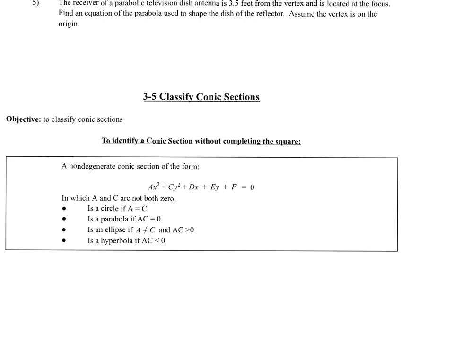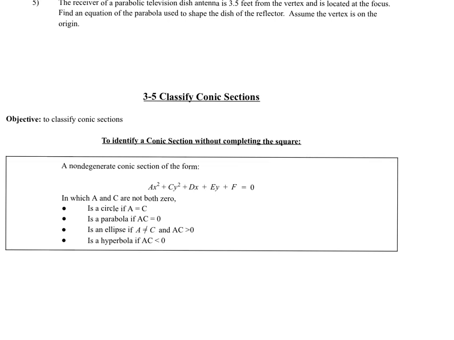Today we are going to identify a conic section without completing the square. So when we look at what's called a non-degenerate conic section, it's basically the long expanded polynomial form where we have ax squared plus cy squared plus dx plus ey plus f.